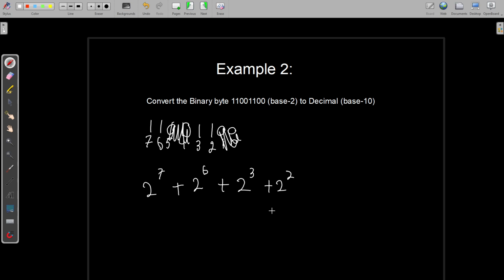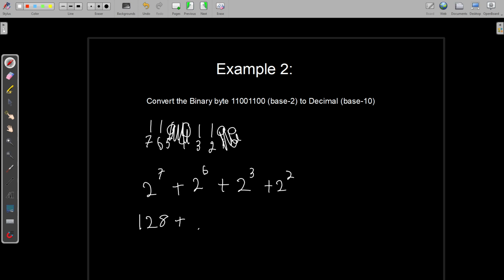So 2 to the power of 7. Let's bring out our calculator here. And I'm just going to use Desmos on my phone. Feel free to use whatever you want. 2 to the power of 7 is going to be 128. So 128 plus. And then for 6, I think it is 64.